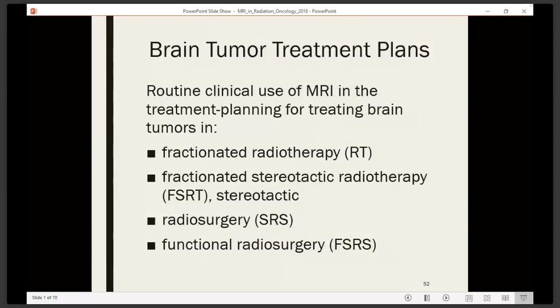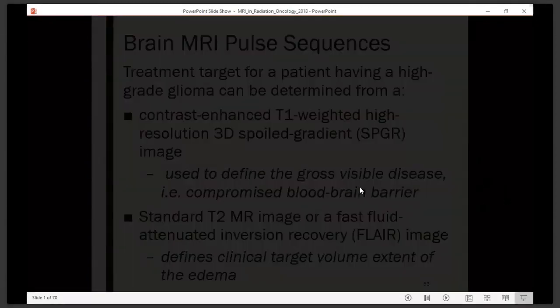And because it's relatively easy to do so, MRI is being used more commonly in treating brain tumors for fractionated radiotherapy, fractionated stereotactic radiotherapy, stereotactic radiosurgery, and functional radiosurgery.